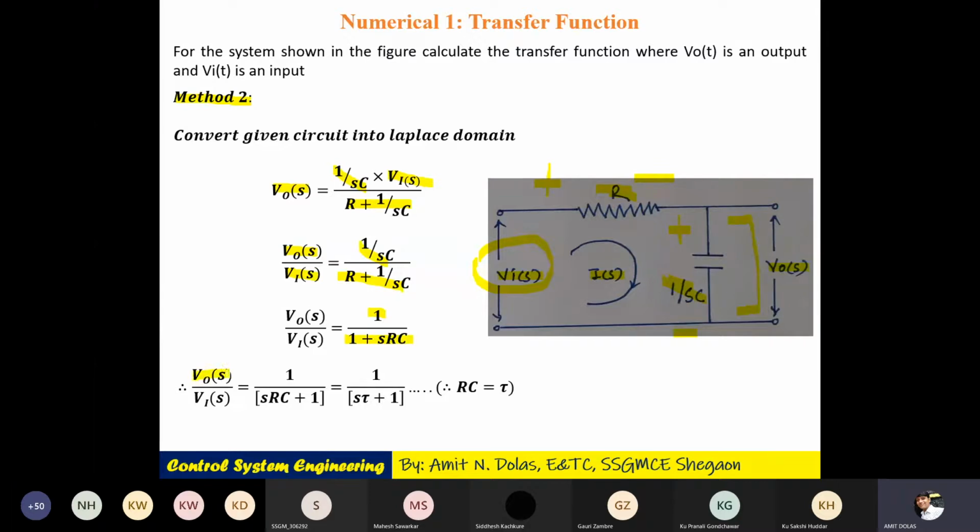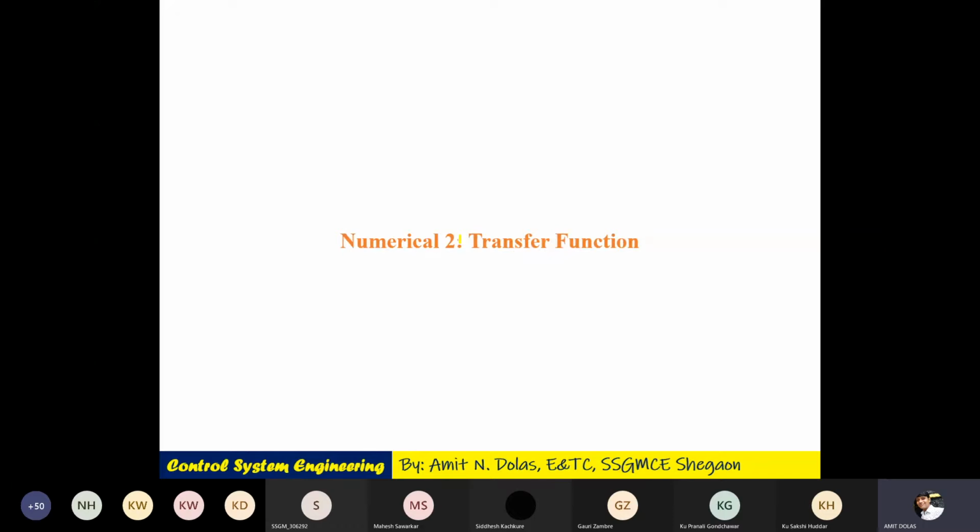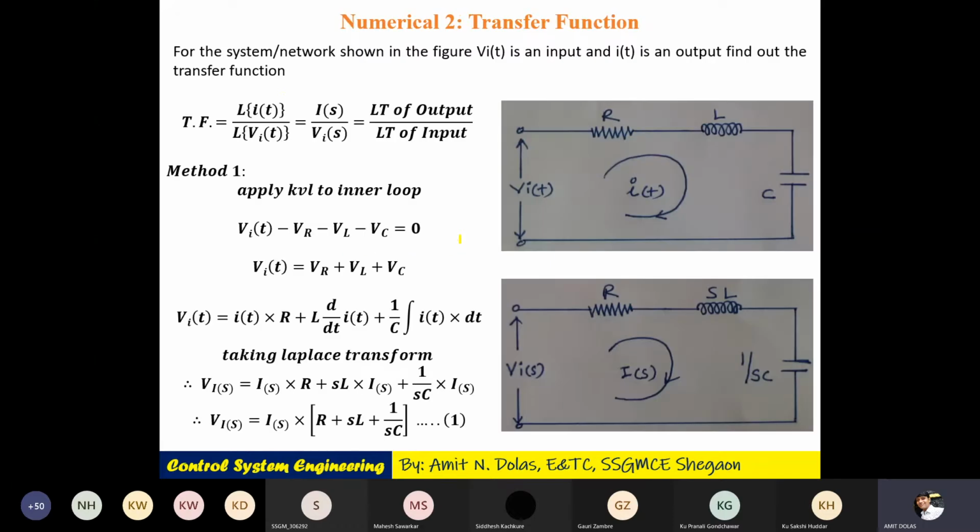So you can see in the earlier method, Vo of s upon Vi of s is nothing but 1 upon SRC plus 1, and RC is tau, so in time constant form it will be 1 by S tau plus 1. So we got a similar answer with both methods. You may adopt any of the methods to solve the transfer function numerical. We'll move to the next numerical, that is numerical number 2.